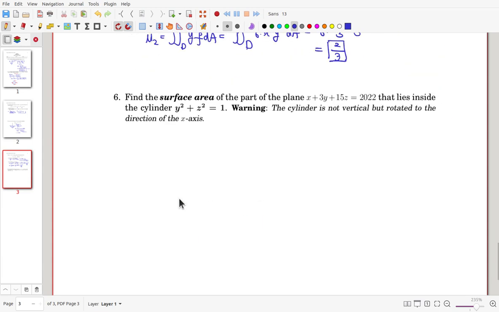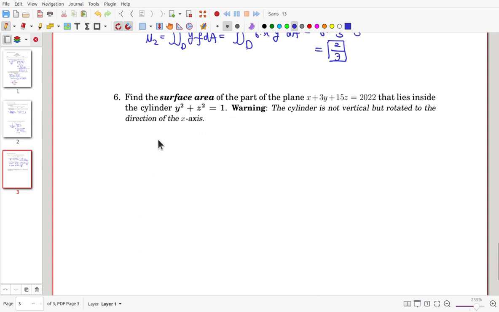Let's go to the final problem. Find the surface area of the part of a plane, from the problem made in 2022, that lies inside the cylinder y squared plus z squared is 1. We have a warning: the cylinder is not vertical, but rotated to the direction of the x-axis.